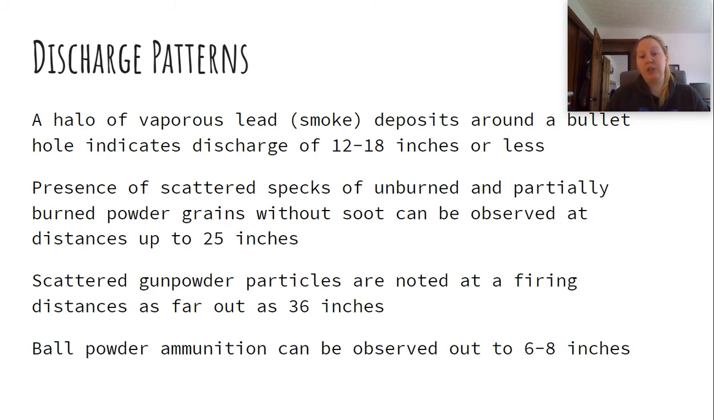Ball powder ammunition can still be observed at as close as 6 to 8 inches. Obviously, the closer you are, the more you have. And point blank is where you're going to get the most ball powder, point blank being right up against the target.